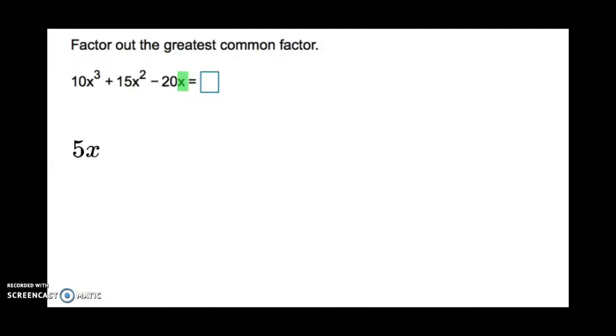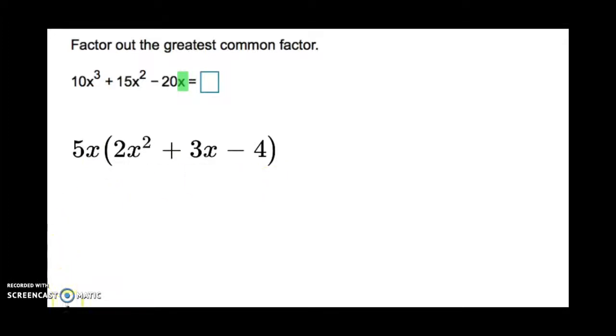So 10x to the third divided by 5x. 10 divided by 5 is 2. X to the third divided by x is x squared. 15 divided by 5 is 3. X squared divided by x is just x. Negative 20 divided by 5 is negative 4. X divided by x is 1. So then my answer would be 5x times, in parentheses, 2x squared plus 3x minus 4.